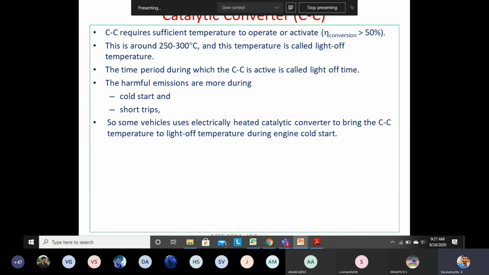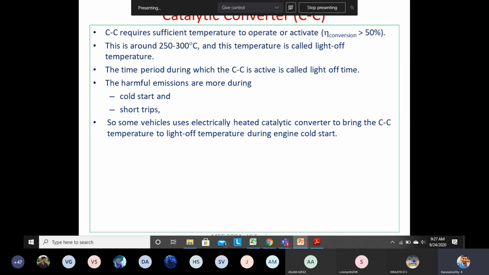So when will you have these harmful emissions? Let us say you have provided the catalytic converter in the exhaust pipeline of the engine, between the exhaust manifold and the tailpipe. When the engine operates at different operating conditions, for example when we start the engine during a cold start, the temperature is not going to be higher. If the temperature is less than the light-off temperature, then the emissions coming out from the tailpipe are going to be harmful, because your catalytic converter is not operating with higher efficiency.